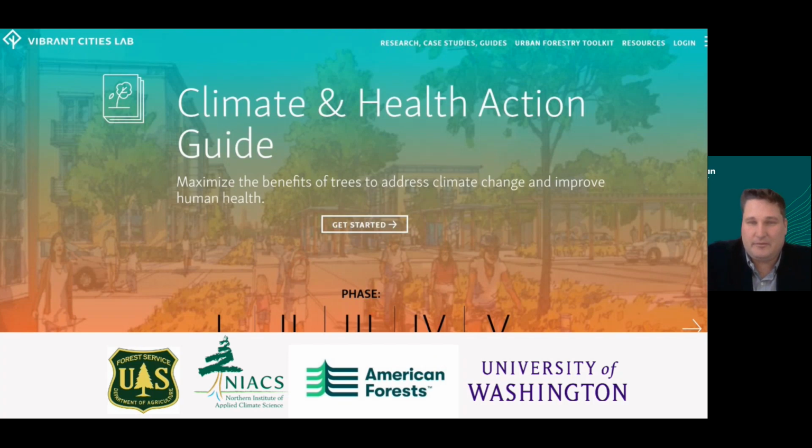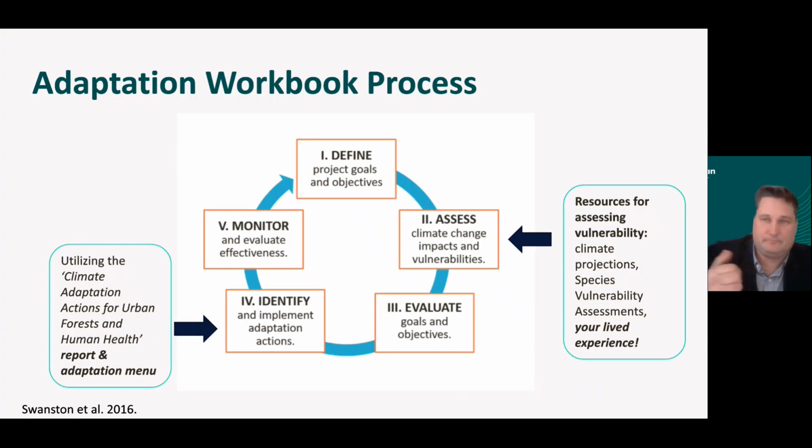VibrantCitiesLab.com is the Climate and Health Action Guide that we developed with NIACS and the University of Washington, Kathy Wolf. Basically, this is a planning tool to develop a strategy that optimizes your urban forest for climate outcomes, both adaptation and direct mitigation, and public health outcomes. It takes you through this process where you can see here defining, assessing the situation, evaluating, identifying, monitoring.